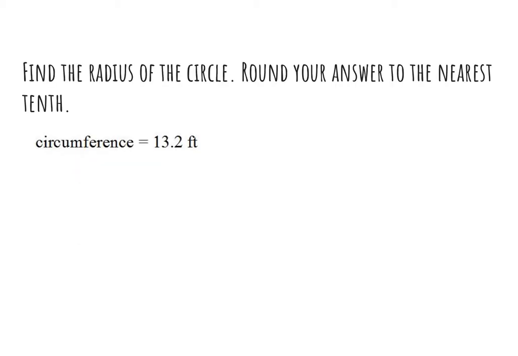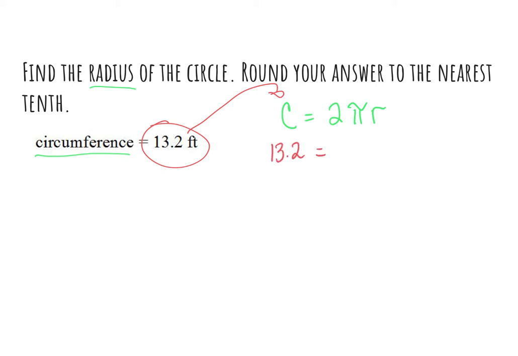So if I have the circumference given to me and I want to find the radius, I want to use a formula that includes circumference and radius. So C is equal to 2 pi r. I'm going to plug in the information I know. I know what the circumference is. It is 13.2. 2 is just a number. Pi is just a number. Radius is my unknown. That's what I'm trying to isolate to get by itself.